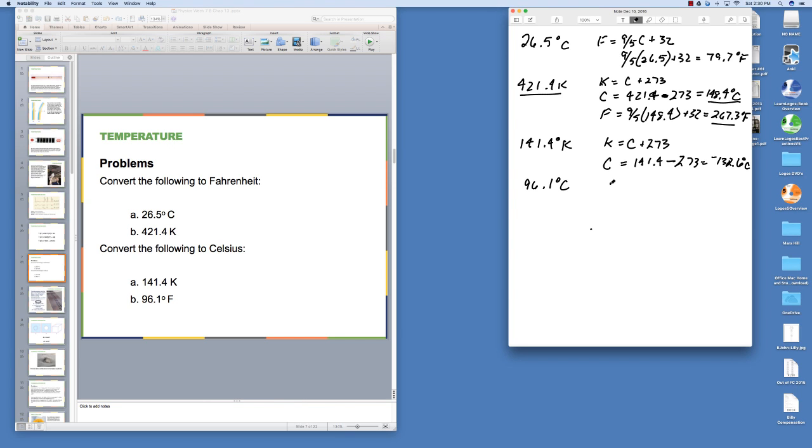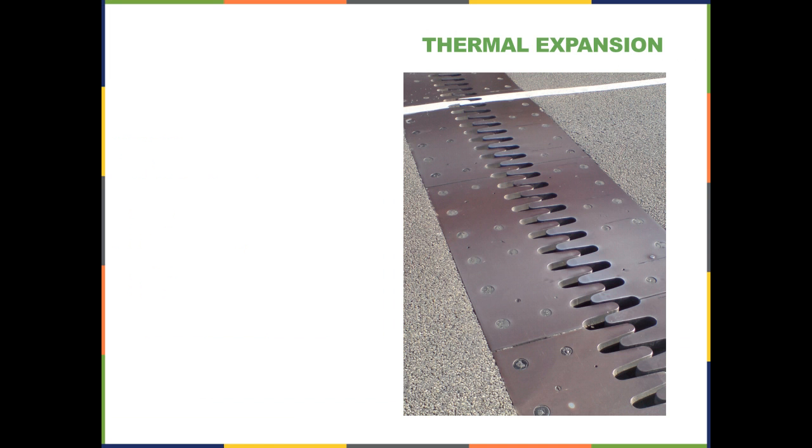The last one is converting a Fahrenheit temperature to a Celsius temperature. And remember that Celsius is equal to 5/9 times the quantity, Fahrenheit minus 32. So you have to start out by subtracting 32. I'm sorry, this is F. You start out by subtracting 32 and then multiplying by this. So it's 5/9 times 96.1 minus 32. And if you do the math here, you get 35.5 degrees Celsius.